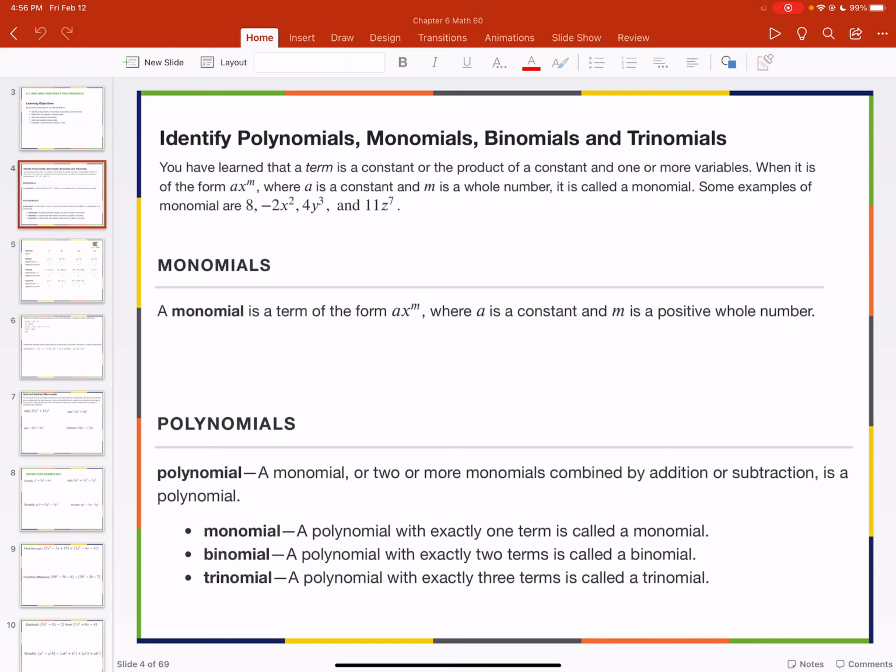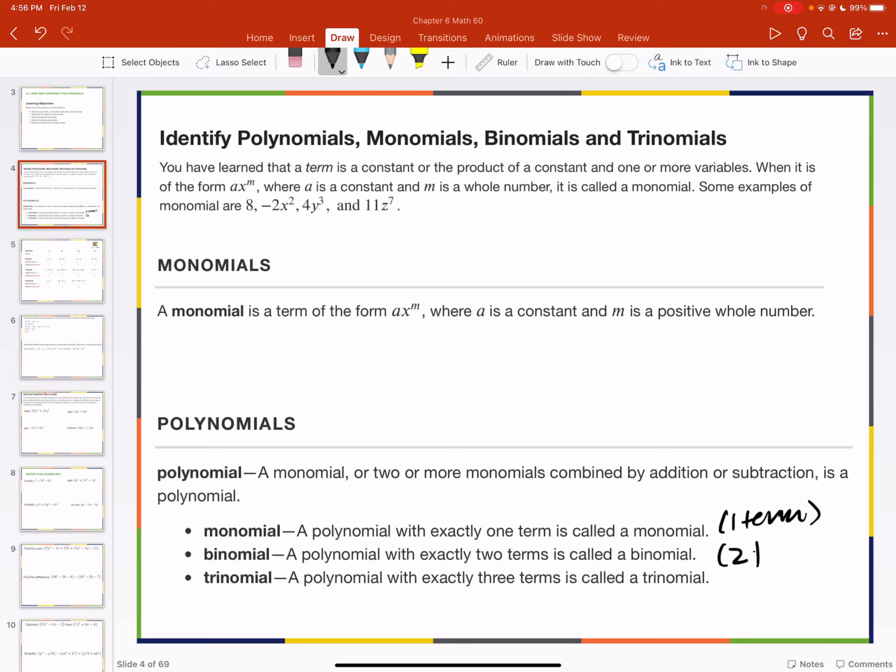And honestly, a monomial can also have multiple variables. It doesn't necessarily have to have one variable, but in this book it does define it that way, which is fine. But okay, so anyway, a polynomial is obviously many monomials being added or subtracted together. So polynomial is kind of like everybody, right? And if you have one term, it's a monomial, one term. If you have two terms, it's a binomial.